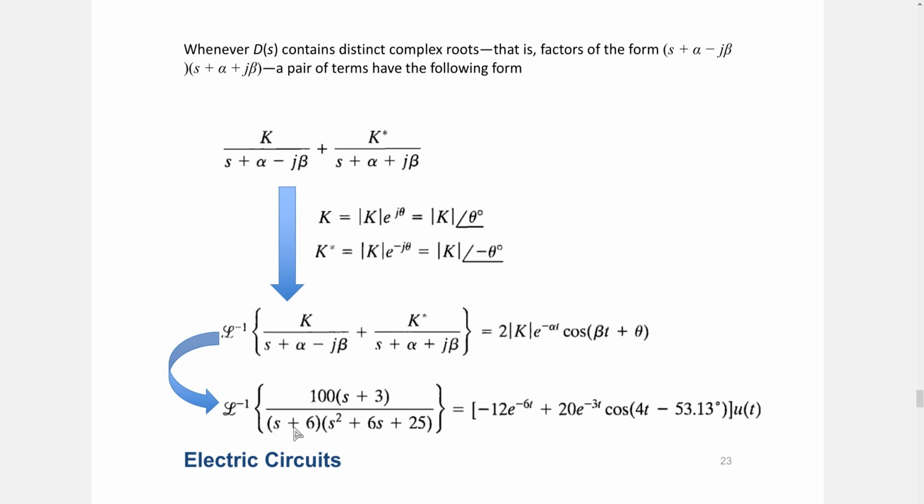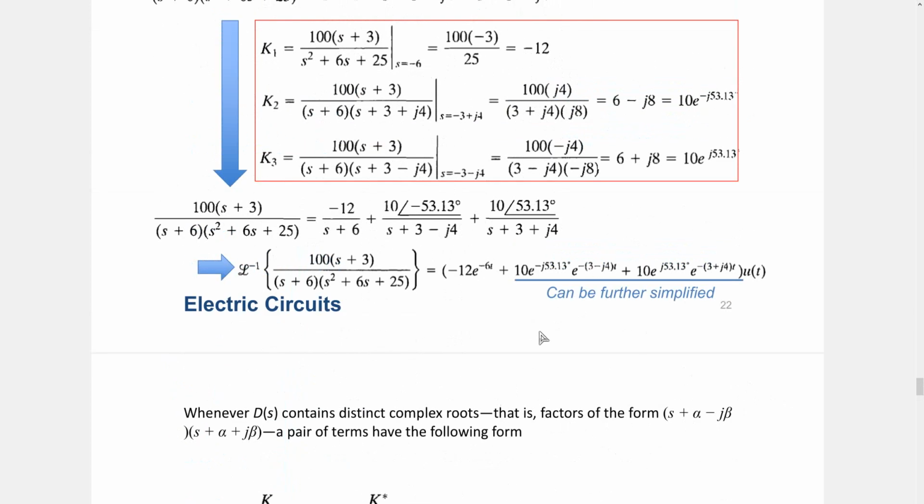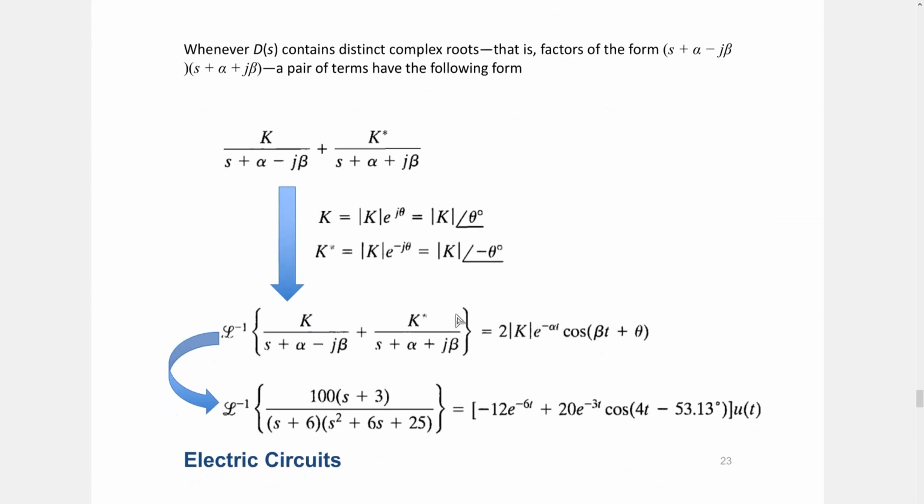So if we simply substitute using this property, then we can rewrite our solution as minus 12 e to the minus 60 plus 20 times e to the minus 3t times cosine of 4t minus 53.13 degrees, times the unit step function. So this is how it could be further simplified. These are the basic techniques that we can apply during computation of the inverse Laplace transform.